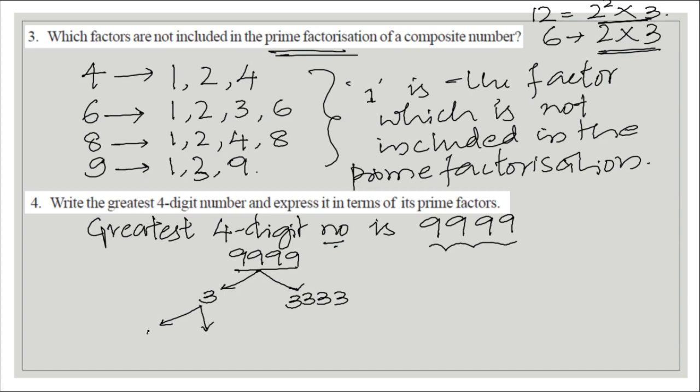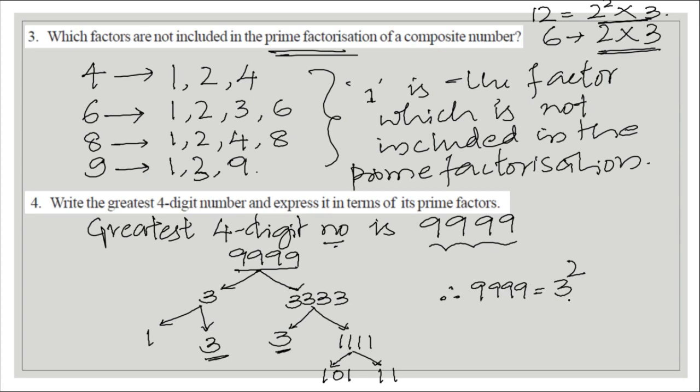Factors of 3 are 1 and 3. The factors of 3333 are 3 multiplied to 1111. And the factors of 1111 are 101 multiplied to 11. Therefore, 9999, the greatest 4-digit number, is the prime product of 3 square into 11 into 101.